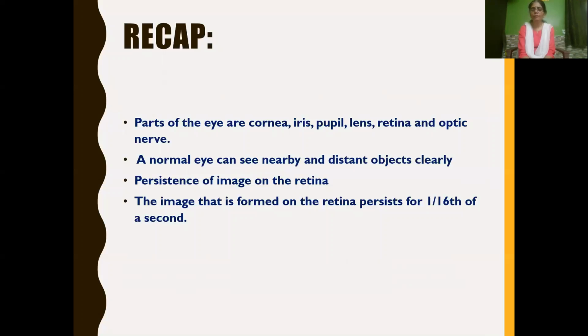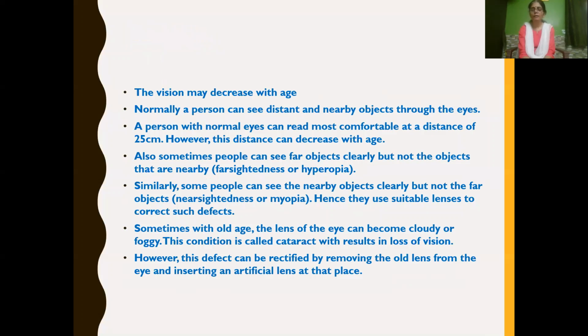Then persistence of image on the retina, that is, the image formed on the retina persists for 1/16th of a second. Persist means it will remain there for 1/16th of a second. And vision may decrease with age. A normal person can see distant objects as well as nearby objects clearly. The comfortable distance a normal person can see is 25 centimeters. However, the distance can increase with age.